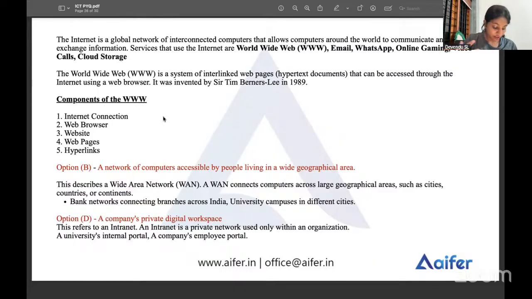These web browsers include Google Chrome, Mozilla Firefox, Microsoft Edge, and Safari. From those we search for websites. The WWW was invented by Sir Tim Berners-Lee in 1989. So WWW needs an internet connection and a web browser. What is a website?